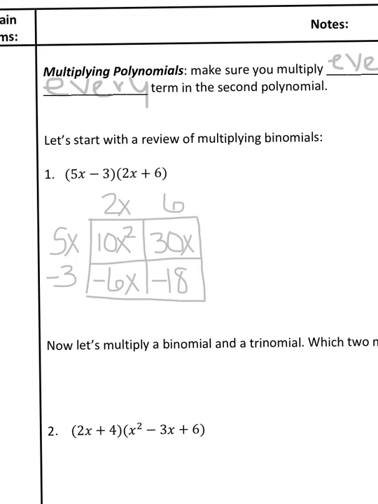And then you're going to take the two like terms right here, right? These guys right here are our like terms. We're going to combine those together. And our answer is 10x squared plus 24x minus 18. So these two binomials multiply together and give us that.